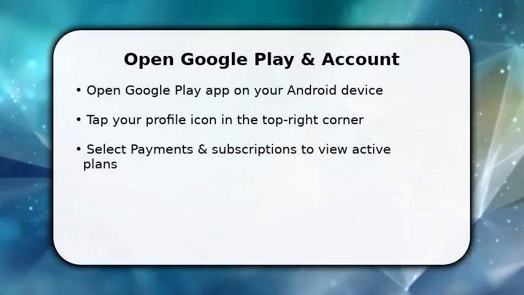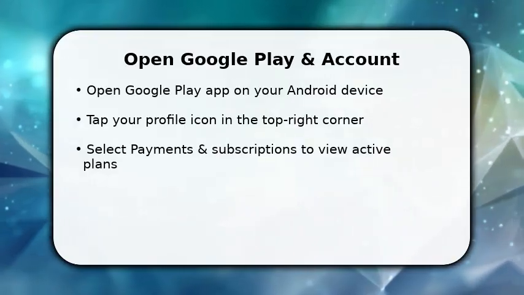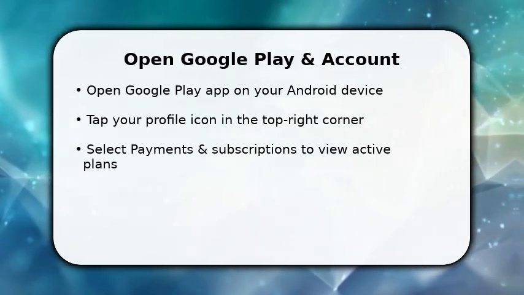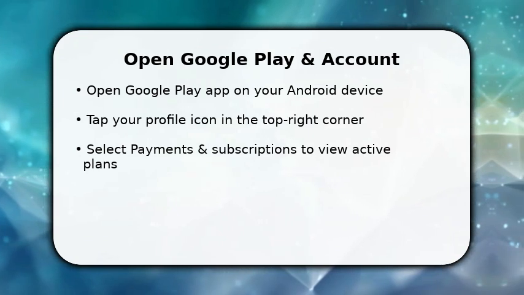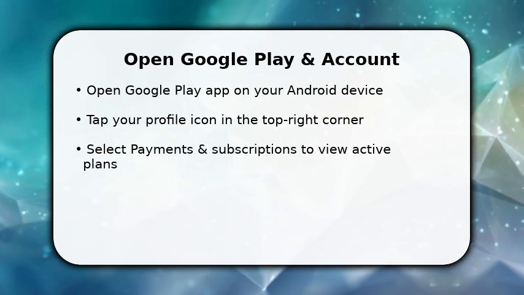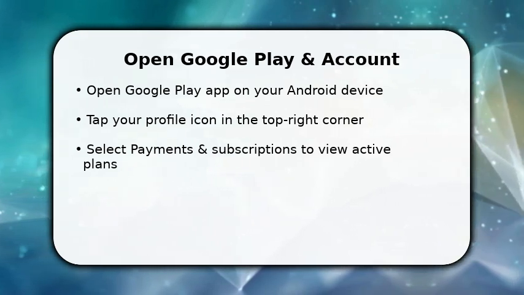Enjoy the video. You start by opening the Google Play app and tapping your profile icon. This locates your account controls quickly. Once done, choose Payments and Subscriptions to reveal subscriptions tied to your account. This is where Google centralizes auto-renewal settings.